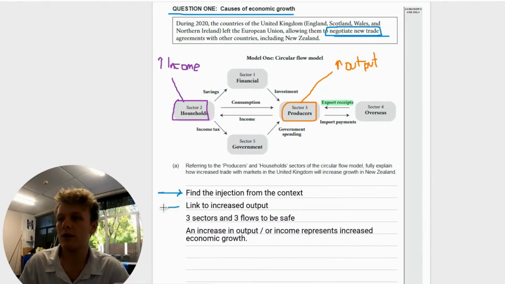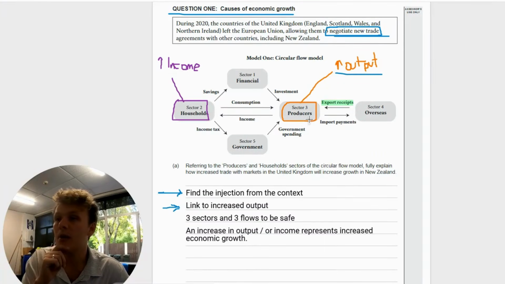Then link that to increased output. As we sell more goods overseas, so export more goods overseas, we need to increase output in New Zealand, or producers will increase their output. So increased output is where we want to talk about there. That's going to link to growth later on. And then we want to talk about 3 sectors and 3 flows just to be safe. So we've talked about overseas to producers, export receipts. You want to mention each flow by name.